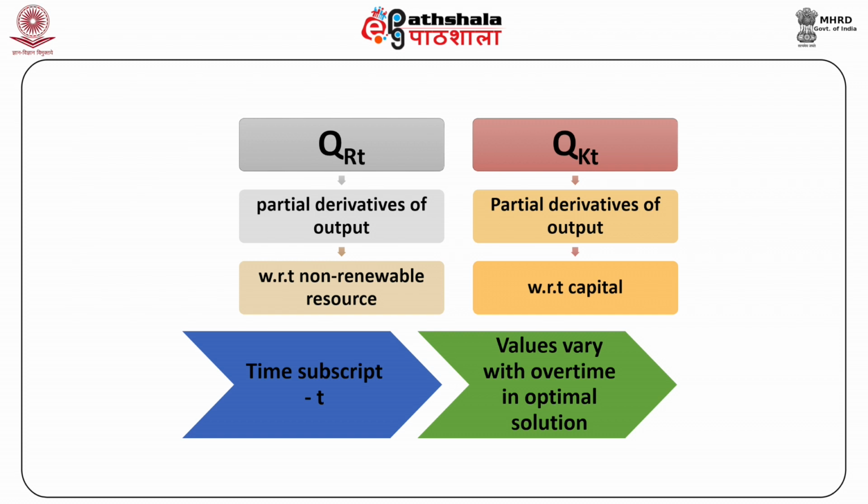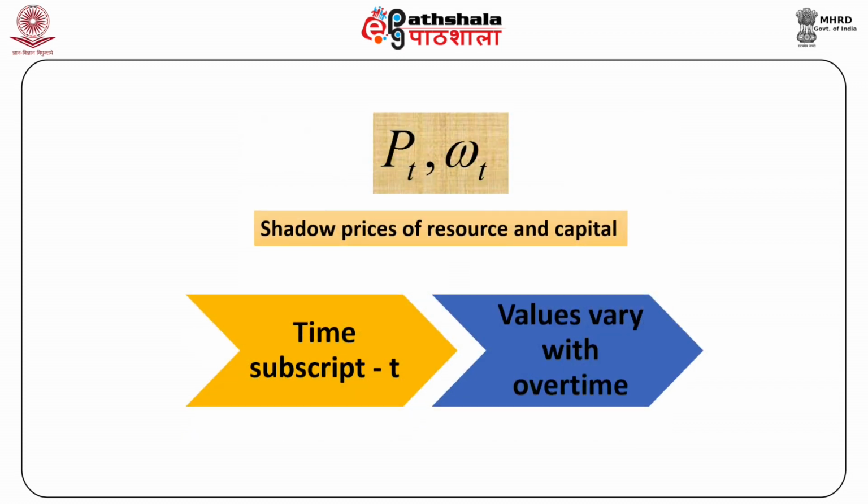non-renewable resource and capital. These marginal products bear a time subscript, indicating that their values will vary over time in the optimal solution. P_t and omega_t are the shadow prices of the resource and the capital. Time subscripts indicate that the shadow prices will also vary over time.